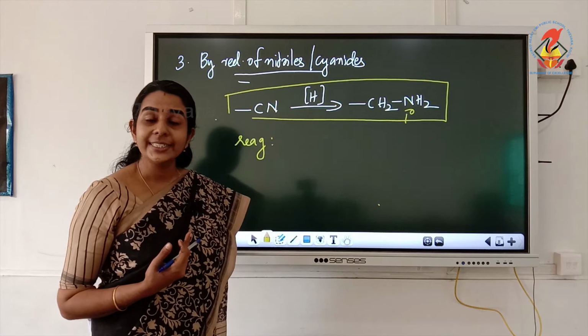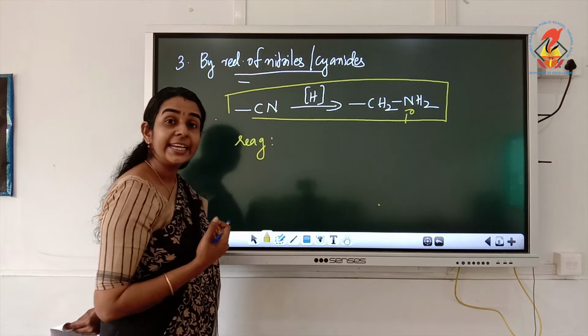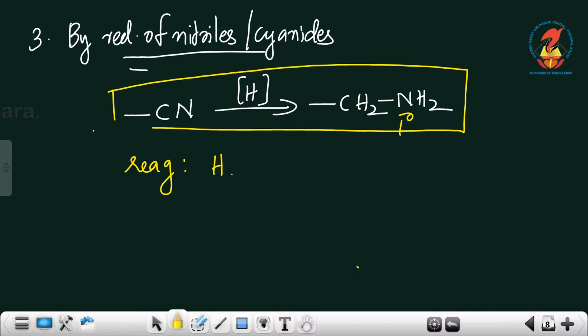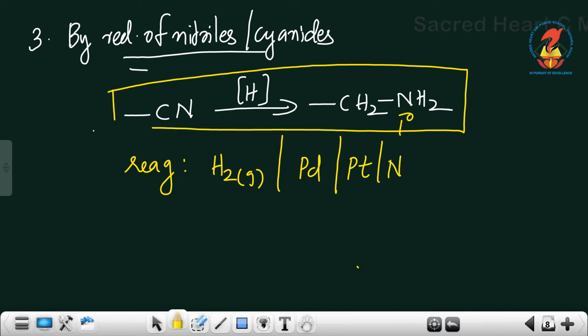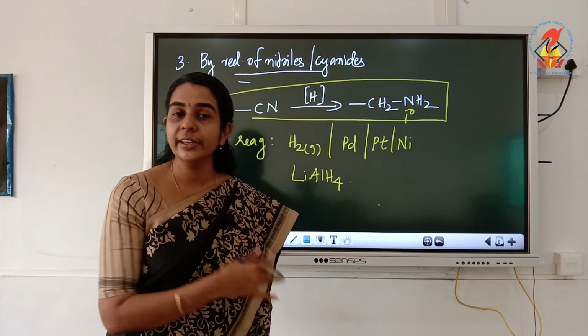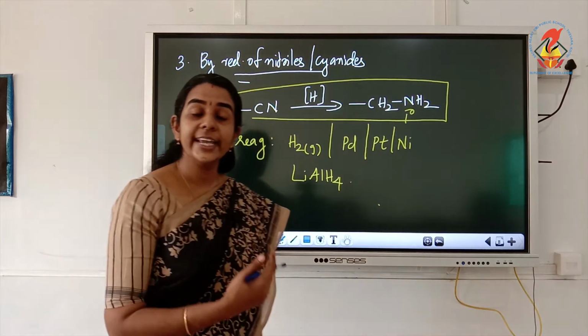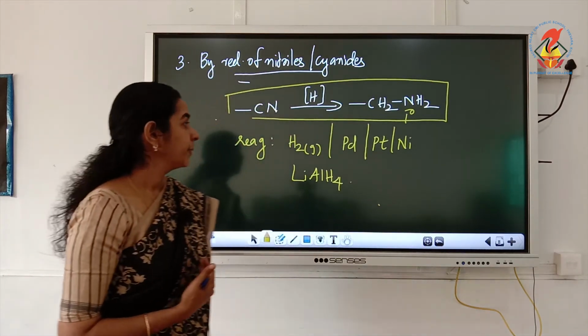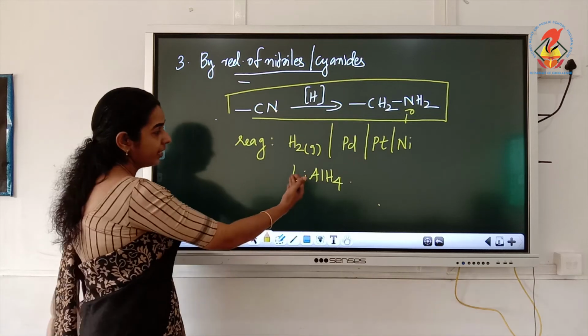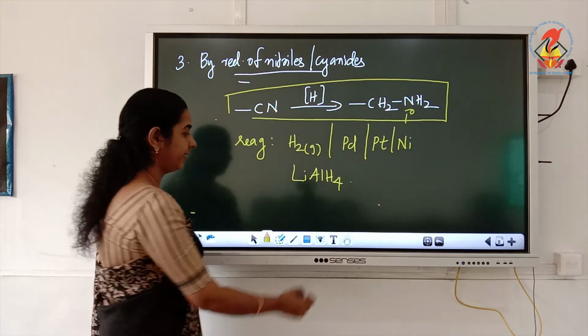To reduce cyanides, we can do by catalytic reduction. We know the reagent for catalytic reduction, hydrogen gas on platinum or palladium, platinum or nickel. Along with this, we can use lithium aluminum hydride also, but we cannot use sodium borohydride here. So these are the two reagents that we can use for the reduction of cyanides to CH2NH2, that is a primary amine. Catalytic reduction or by using the reducing agent, that is lithium aluminum hydride.